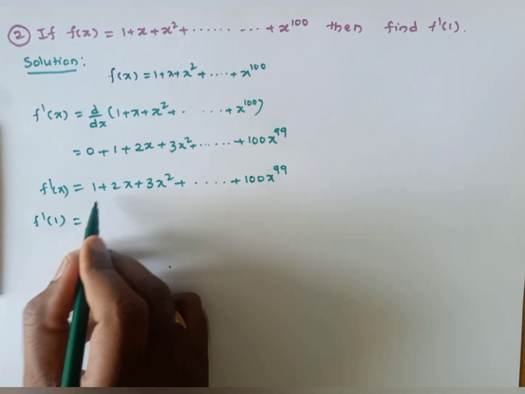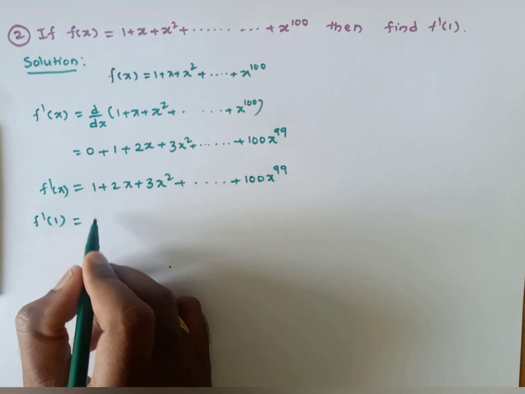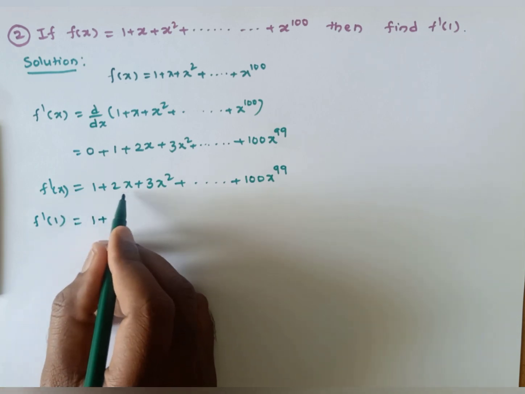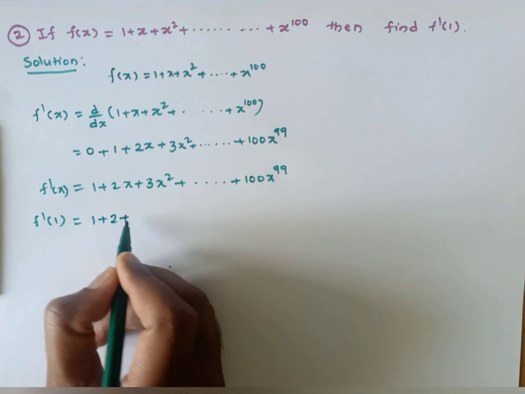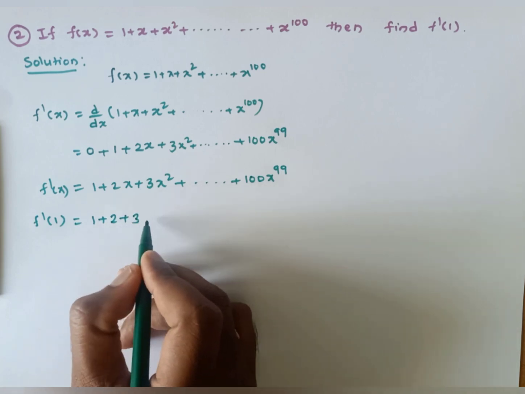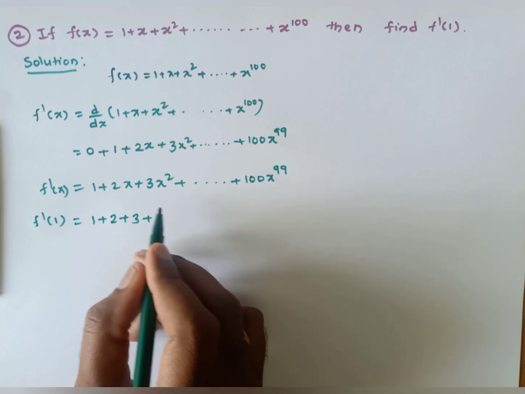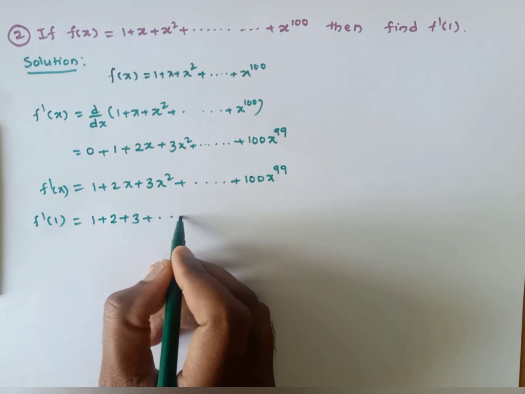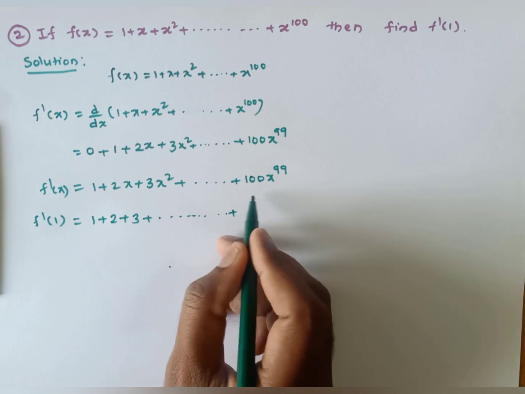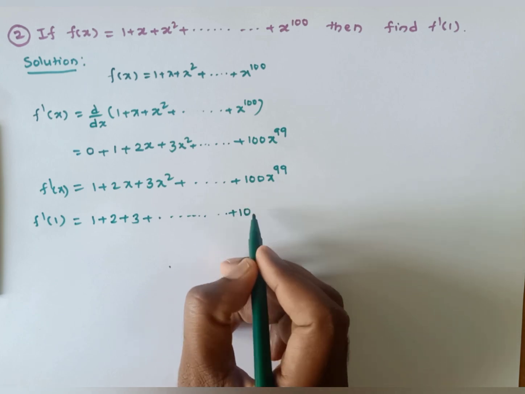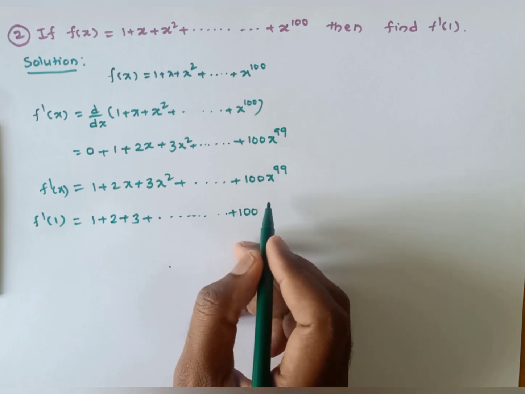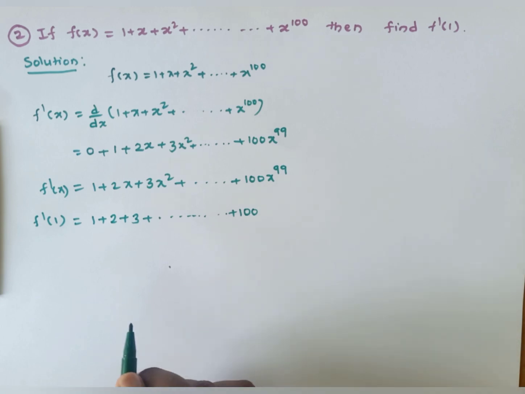Now if we substitute x equal to 1, the constant is constant only, then 2 into 1, plus 3 into 1 square, that is 3, plus 4 into 1 cube. 1 cube is nothing but 1, so 4. Similarly, and so on up to 100 into x to the power of 99. 1 power 99 is 1, so it is 100 into 1, that is 100.